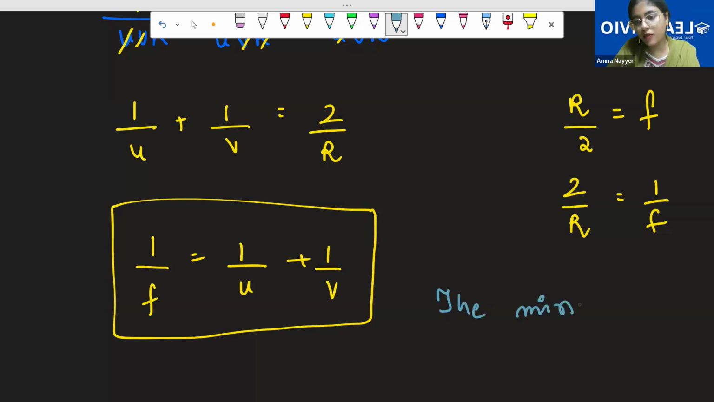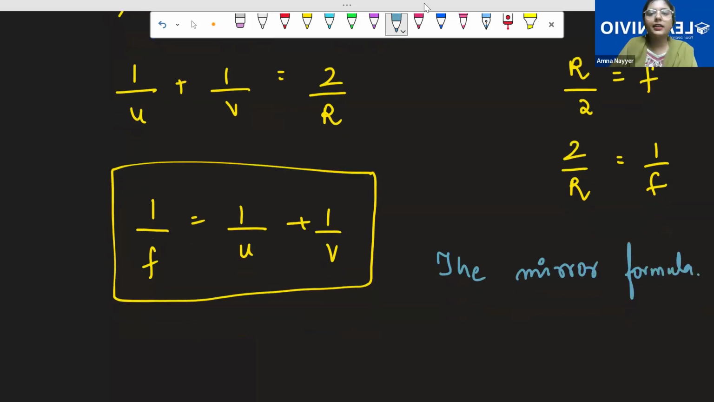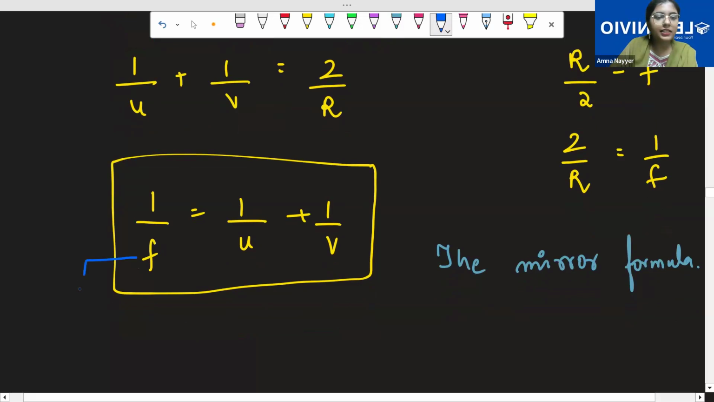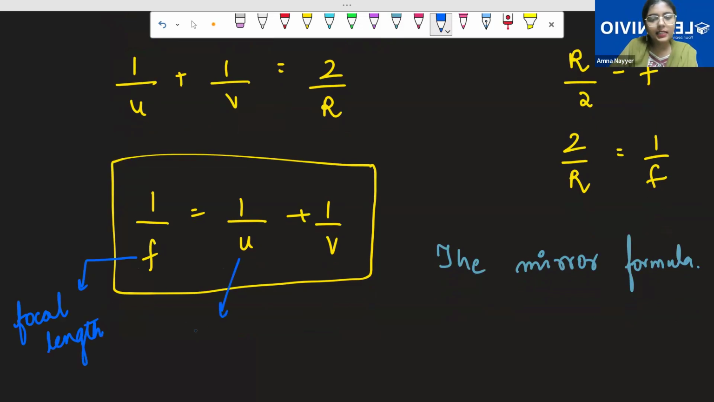We will see a similar formula which is known as the lens formula. This is the mirror formula. So here, what all things do we have? This is the focal length, this is the object distance, and this is the image distance.